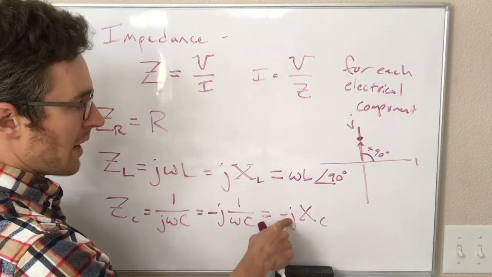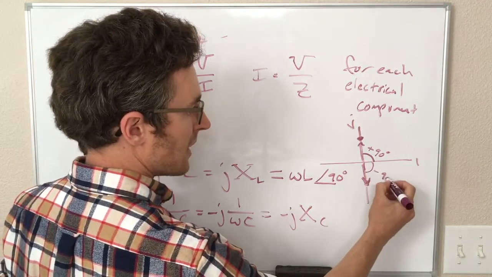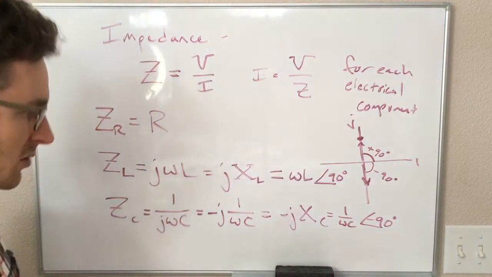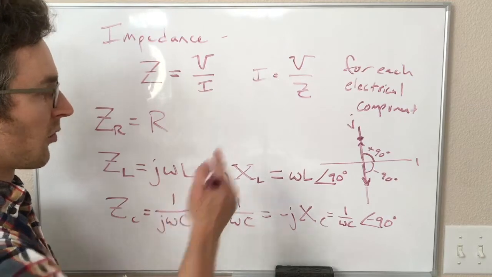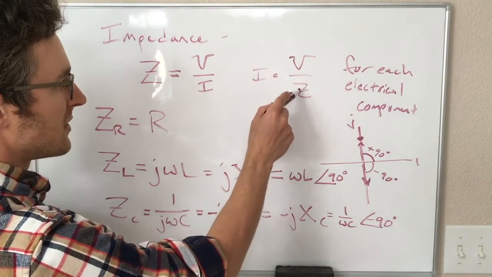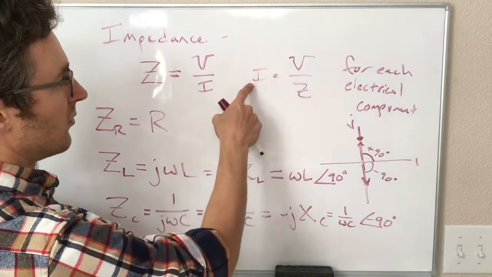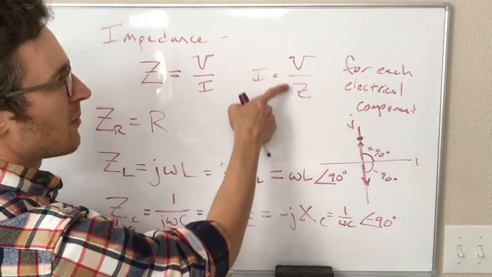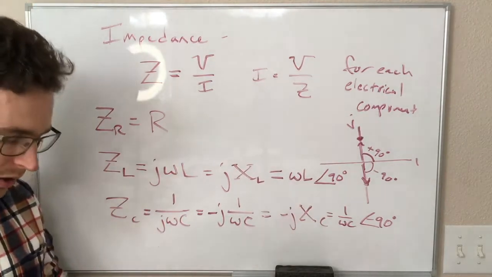We can do the same thing for the capacitance. Now minus J is going to be down here. So if we have a complex number like that, its angle is going to be minus 90 degrees. So this is equal to 1 over omega C at an angle of minus 90 degrees. Why is that useful? If V and Z are also these complex valued things, where the phase of the complex number is telling us the phase of our oscillation, then when we divide V by Z, the way the math works out is very easy. The phase of I is the phase of V minus the phase of Z. So you divide the magnitudes of V and Z and then subtract the angle of Z from the angle of V to give you the angle of I. So that's why polar coordinates are useful for this.